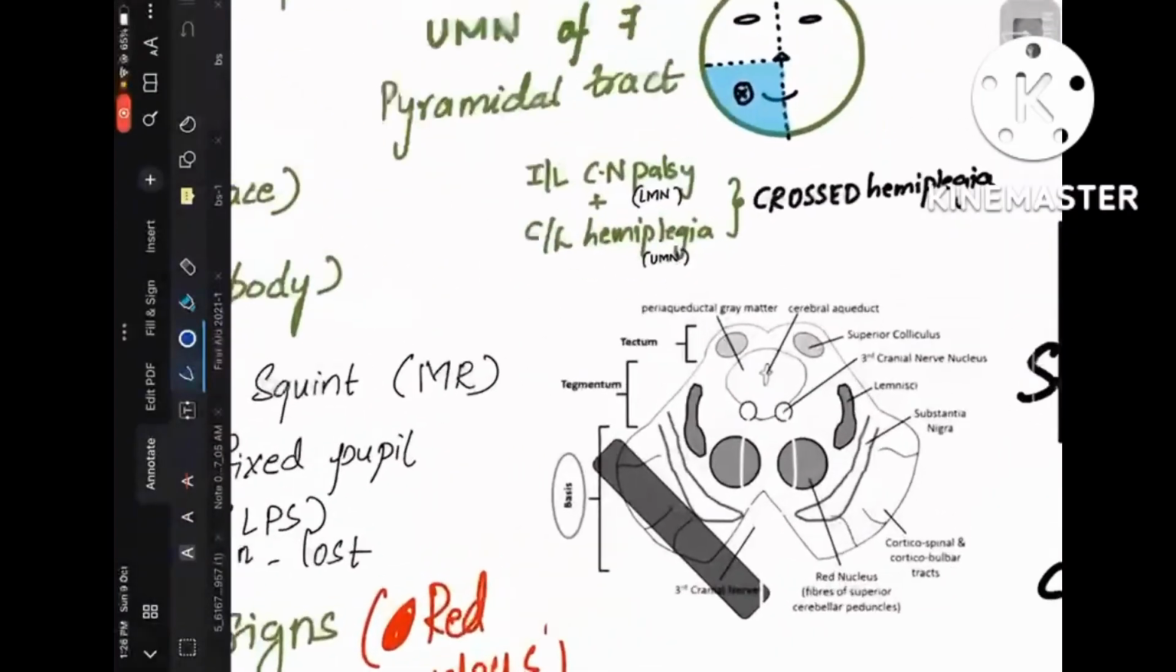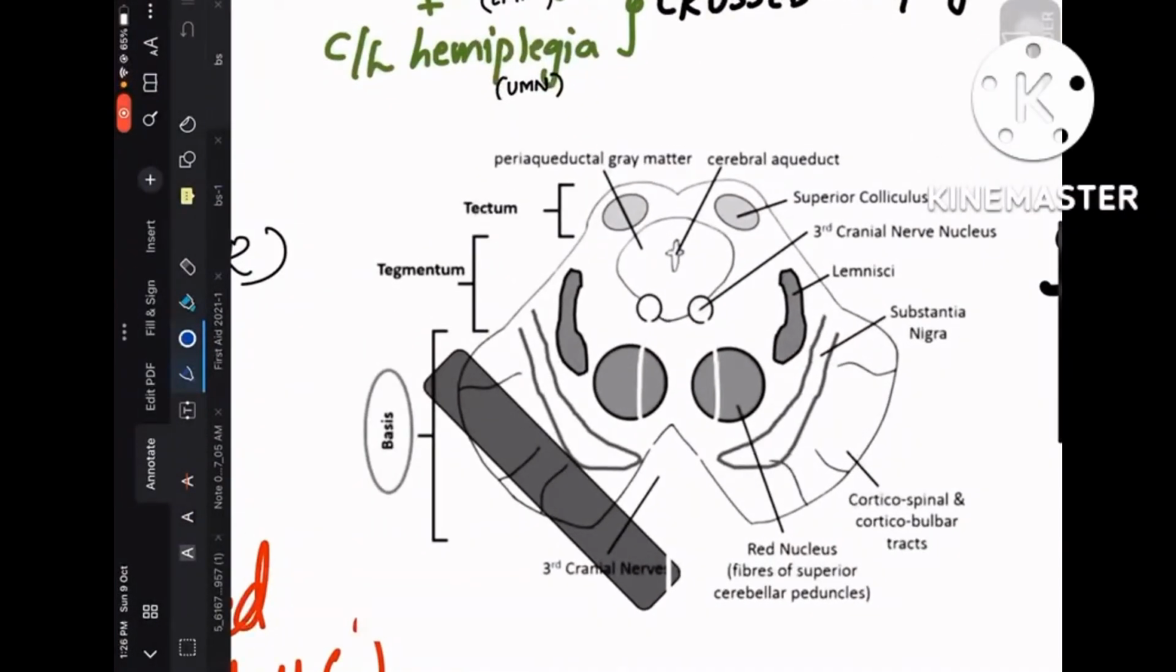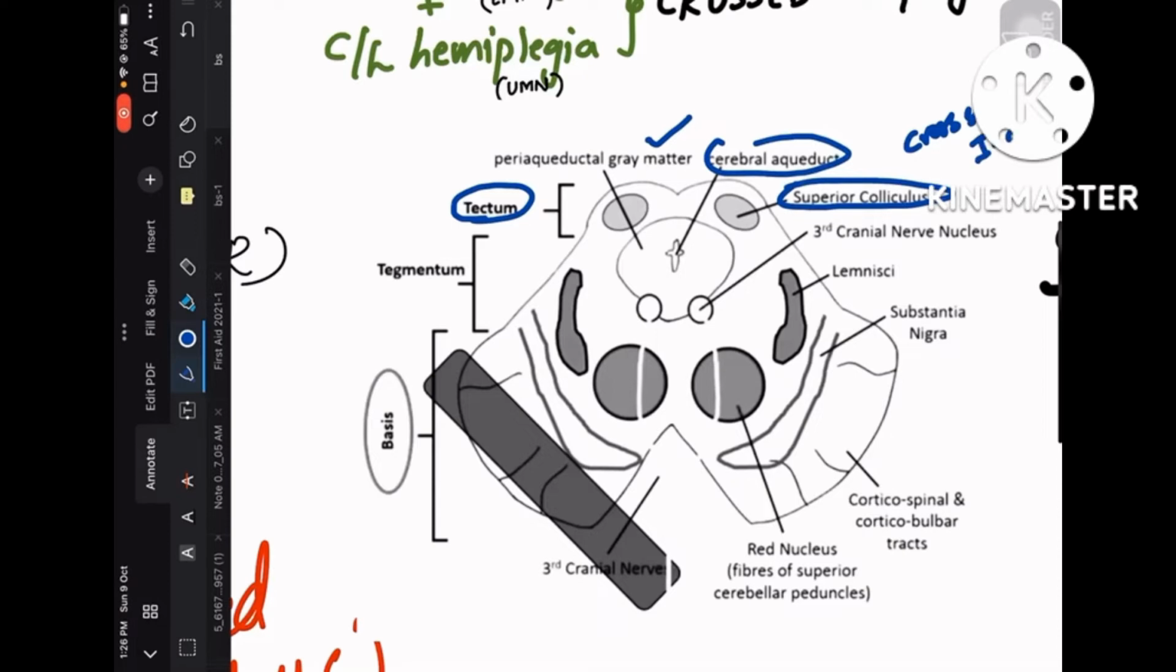So as already discussed, see this image: cerebral aqueduct, periaqueductal grey matter. In the tectum, that is the dorsal part, you have the superior colliculus. Below that will be the inferior colliculus. This is a cross section at the level of the superior colliculus, so that's why you don't see the inferior colliculus here. Now comes the third nerve nucleus. This is the nucleus and this is the third nerve.